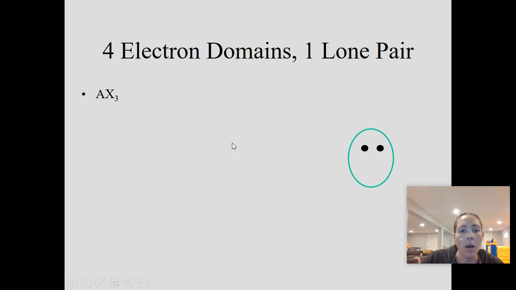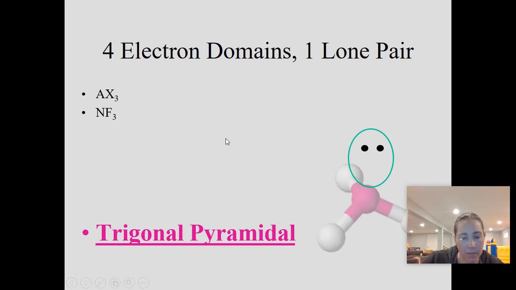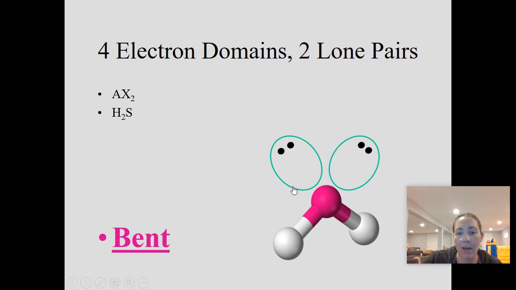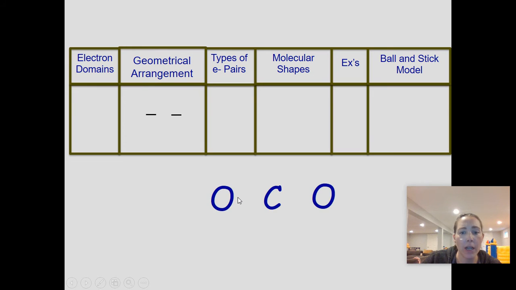Trigonal pyramidal. Okay, so the difference between trigonal pyramidal and trigonal planar is trigonal pyramidal has a lone pair coming off of the central atom. That's it. That's the only difference. Again, this is the last bent one. This one happens to have 2 lone pairs coming off of it with 2 bonding domains. And those are all the 4 shapes.